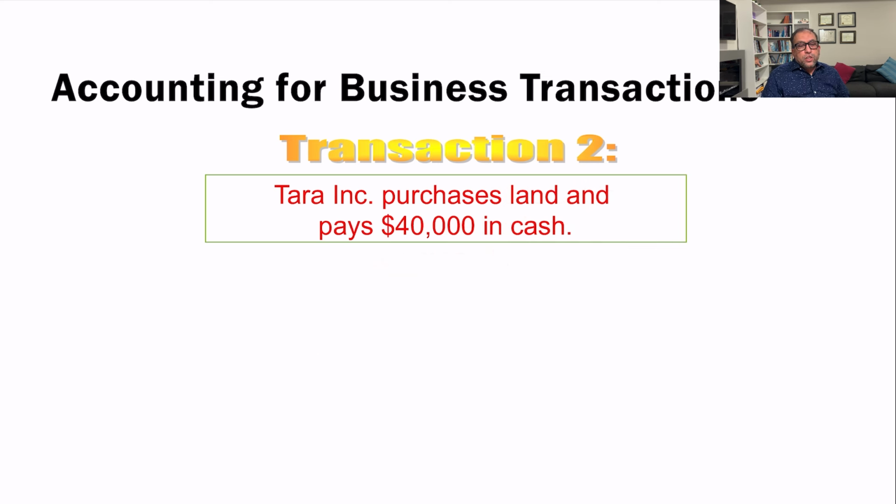Tata Corporation purchased land and pays 40,000 in cash. Now, what is the impact on the equation of the balance sheet, or the business equation? Assets, liabilities, shareholders' equity or owner's equity. So what is the change? We are buying land, an asset, and we are paying cash. So it's an increase in one asset as well as a decrease in another asset. So it's only changing on one side. There is no change on the other side.